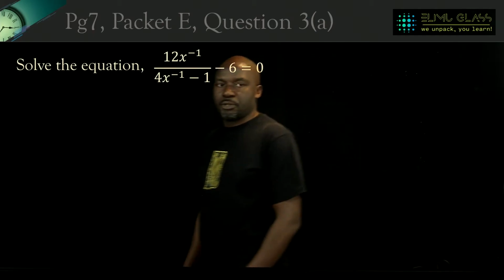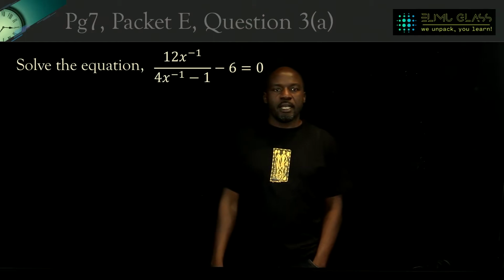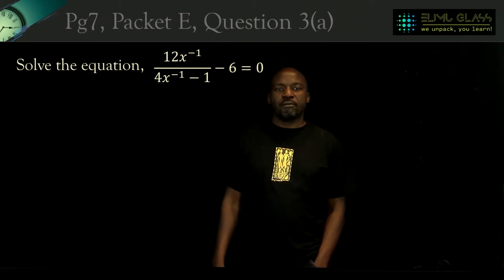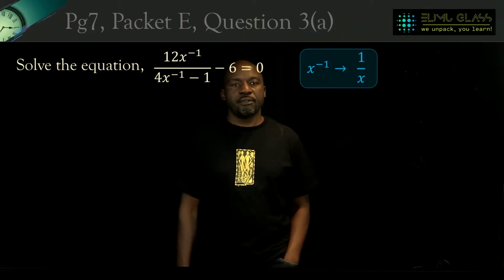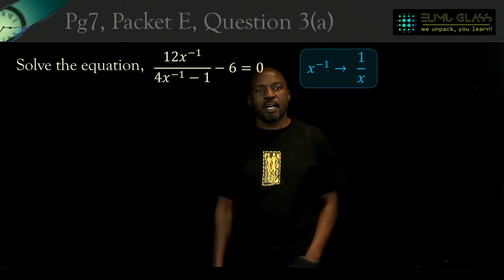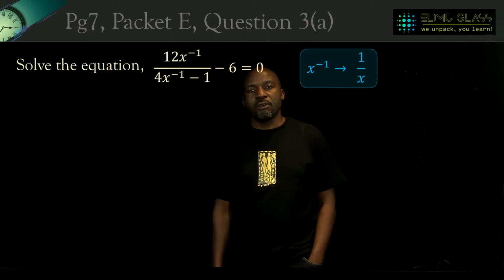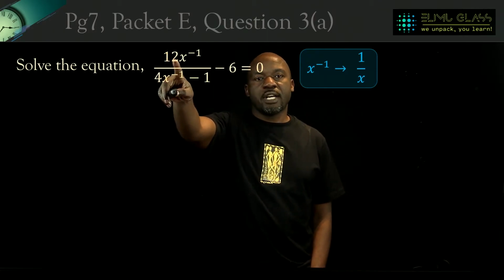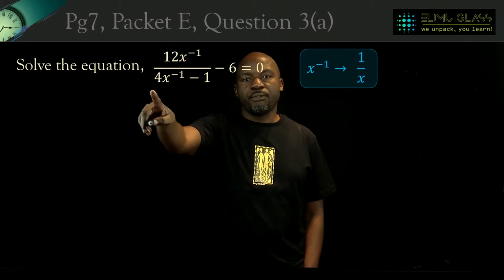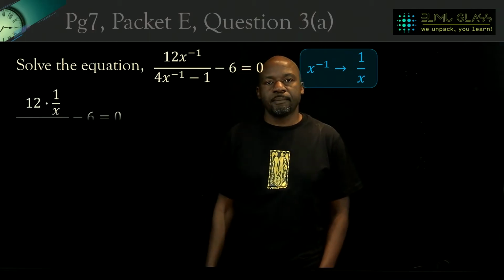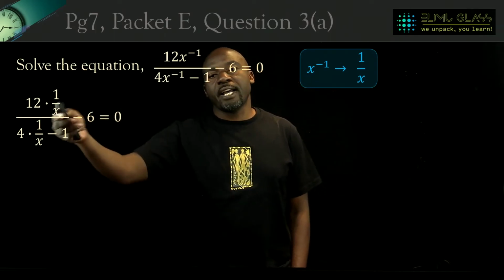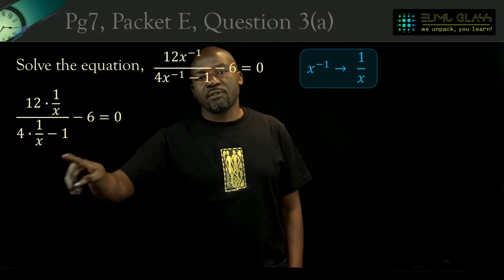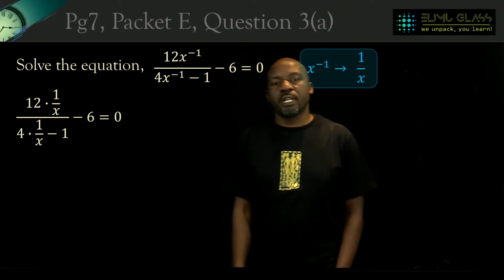The first thing I want you to remember is that x power negative 1 is the same as 1 over x, like this. Okay, so x to the power of negative 1 is the same thing as 1 over x. And so I can now write this as 12 times 1 over x, and this as 4 times 1 over x, like this. All right, so we have 12 times 1 over x, which is also 12 over x. And 4 times 1 over x is also 4 over x. So we can rearrange that like that.